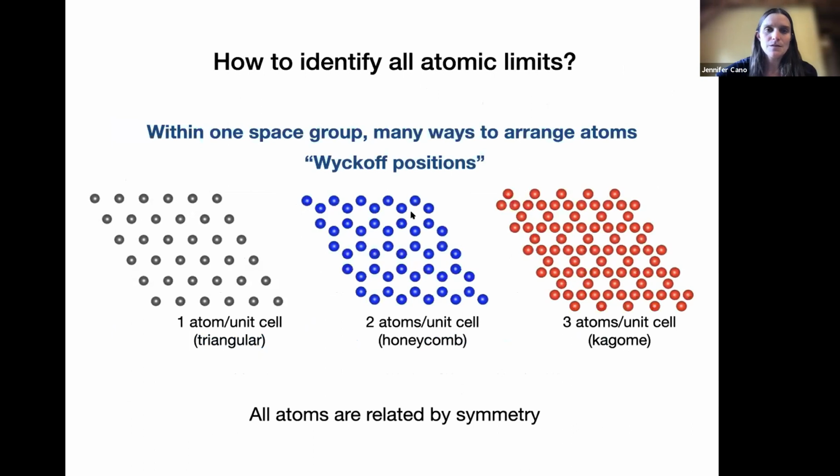Okay, so to this point, how can we identify all of the atomic limits? First off, we need to treat each space group separately. So fix one space group and just talk about that space group. Once you fix the space group, that doesn't fix the ways that atoms can be arranged. And so, for example, I'm showing a 2D example here. We can consider the group which is generated by C6 rotation and mirror symmetries.